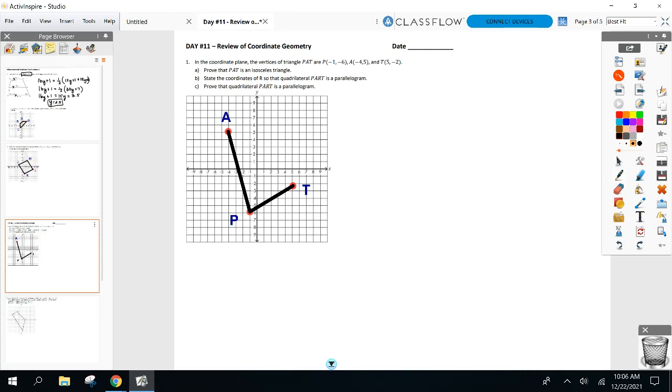Plot PAT for me, triangle PAT. You're just going to start seeing today, we're not going to be dealing with some quadrilaterals sometimes on these coordinate proofs, and that's fine. No new formulas needed.